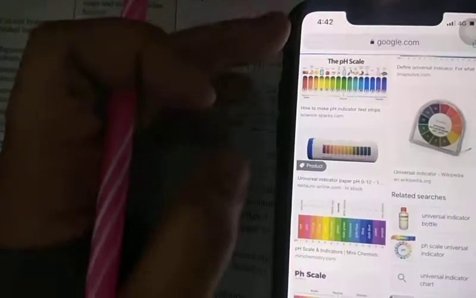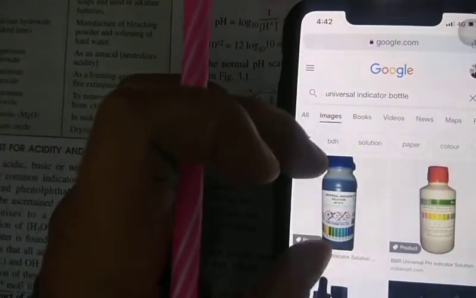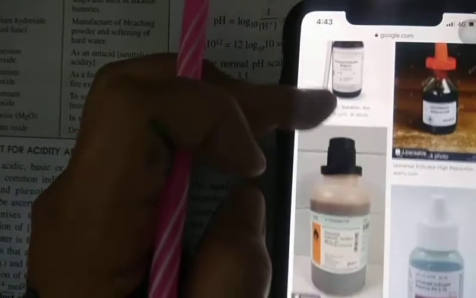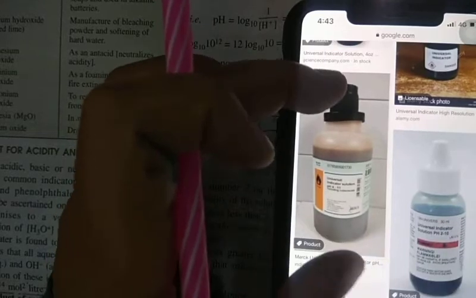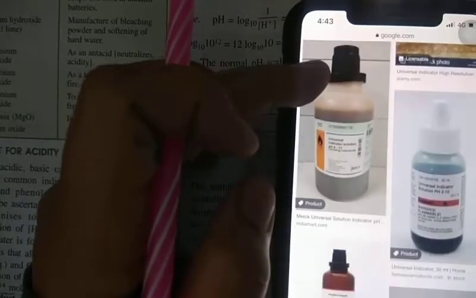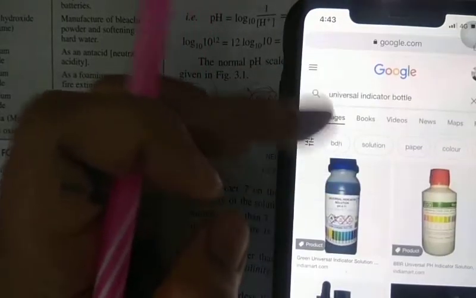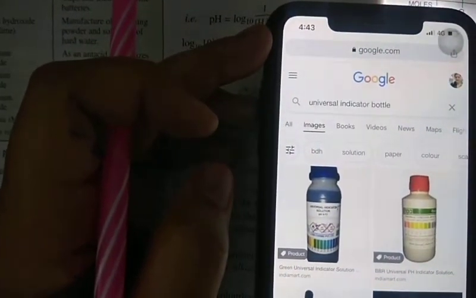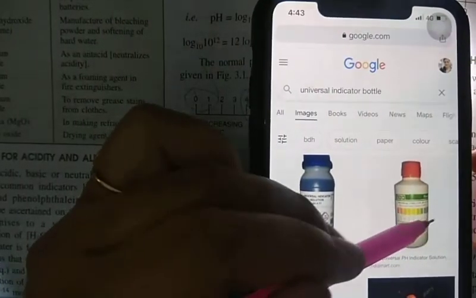It simply comes in a bottle. It is simply a bottle. If we were in the chemistry lab, then I would have shown it to you. It is simply a chota sa bottle known as universal indicator. As soon as you dip it in a test tube, what will happen? The color of the test tube changes, and it changes across these 7 strips, 14 strips.